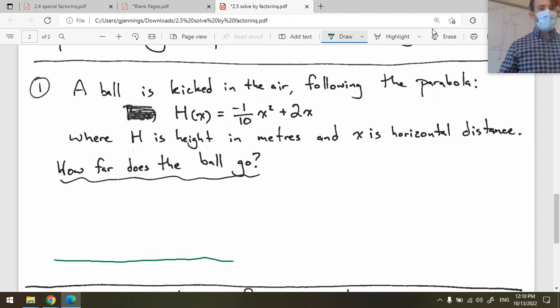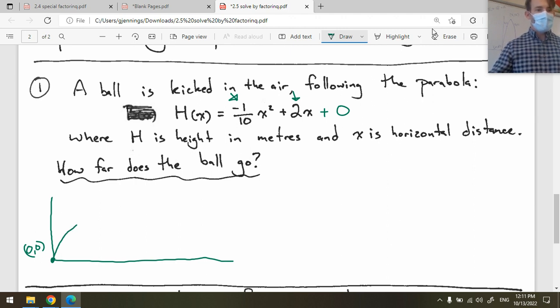So there. And I notice that this is a quadratic in standard form, and it has a c value of 0. So this actually goes through this point here, (0, 0). So I know (0, 0) is one of the roots. All right. And I see that it's a parabola that opens downwards and that it's crossing the y-axis with some slope. So it looks something like this.